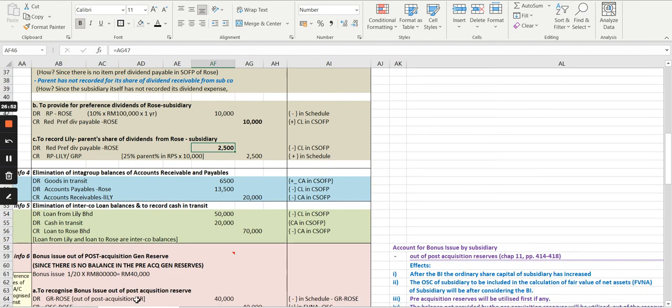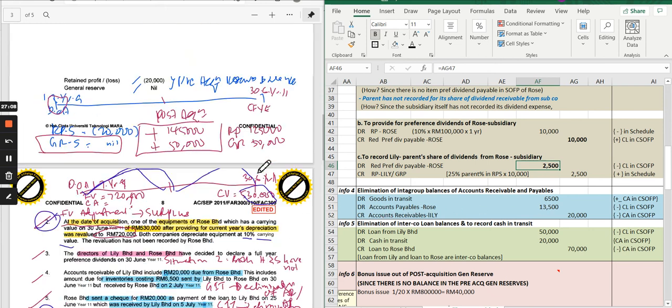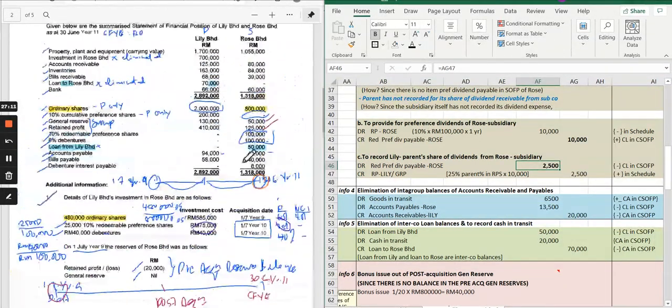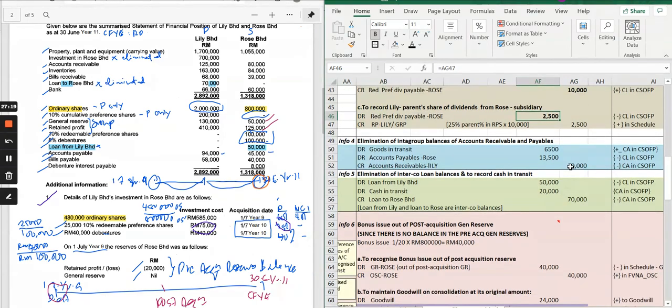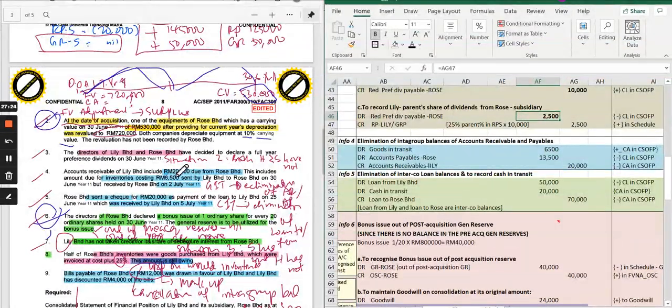Number 4 is elimination of intra-group balance. This one, okay, this is a journal entry where I mentioned the goods in transit. So go and debit the accounts payable 13,500, the one under Rose. Go and check it, right? The one under Rose, and go and credit the figure 20,500. So I have already explained this to you, 20,000 and 6,000. This gives you 13,500. So you need to record the goods in transit.